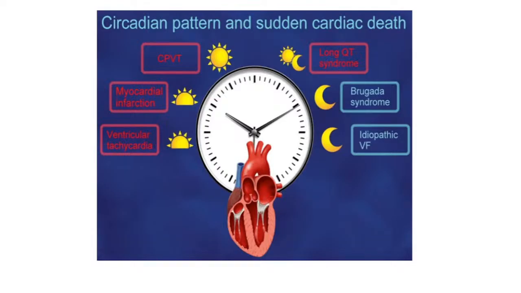It has been observed that patients usually develop myocardial infarction in the morning, and CPVT, catecholaminergic polymorphic ventricular tachycardia, in that subset of patients also usually occurs in the morning, when there is a high surge of cortisol and catecholamines. In Brugada syndrome, the typical history is that the patient will be sleeping and suddenly wake up due to chest pain or palpitations. So Brugada syndrome is usually found to occur at night.